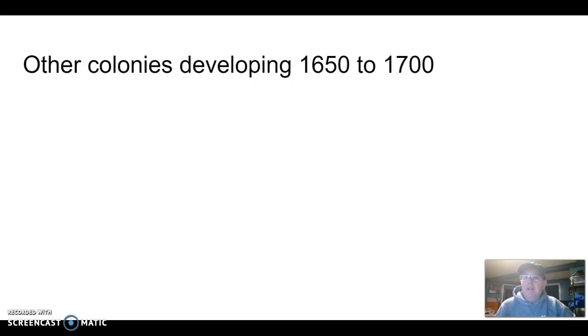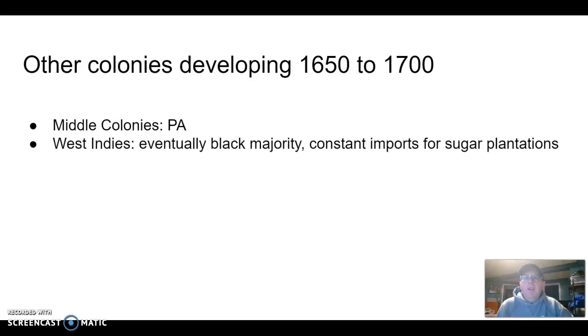And then other colonies, just to wrap up here. As I mentioned, Pennsylvania is now a thing, and it's a much more tolerant place than, say, the colonial Chesapeake. It attracts more people. The West Indies, on the other hand, are basically the most exploitative society in British colonial America. Once they start growing sugar, eventually the black slaves outnumber the white landowners and tenants.